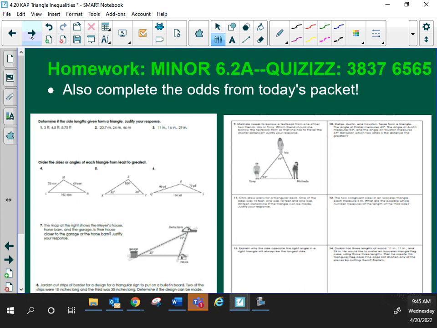Okay? It doesn't show you the right answers when you do it. You need to make sure you practice that. And then I'm not going to be too picky, but if you can, please do the odds tonight as well. The quiz is a higher priority because of it being half of the minor. Okay, thank you.